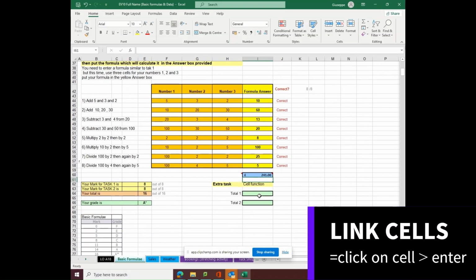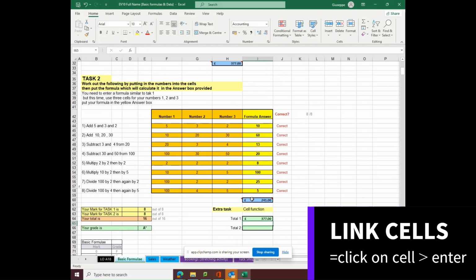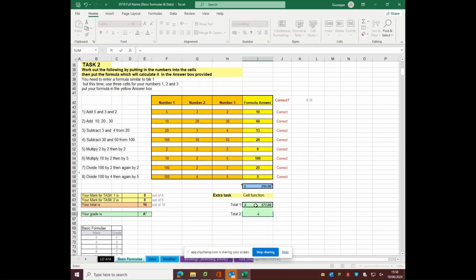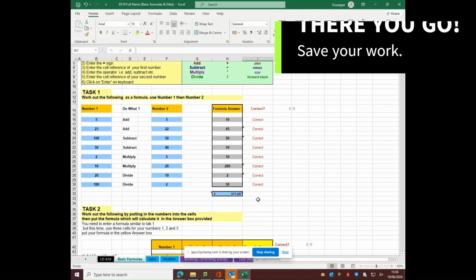At last, we will link the 2 green cells with the 2 totals. We click on the first green cell, equal, click on the first total, enter. Second green cell, equal, second total, enter. There you go. Save your work and well done.